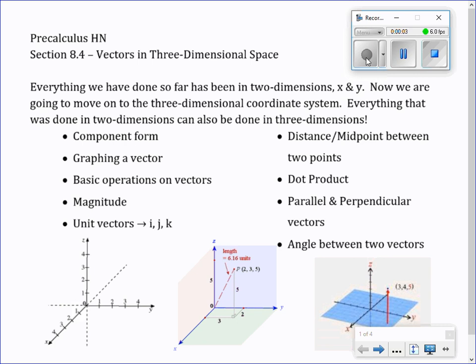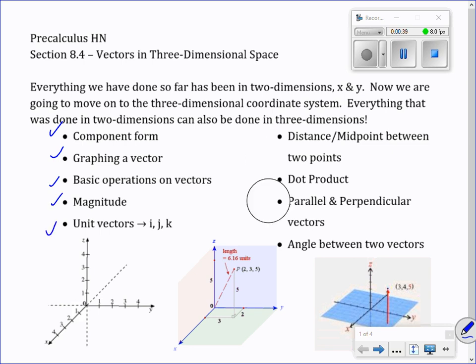All right, so I'm going to run through section 8.4 here with you. 8.4 should be pretty simple because everything that we already did in 2 dimensions is basically in 3 dimensions now. The only thing that you'll have to get used to is drawing something in 3 dimensions, which you don't have to do a lot. You don't have to be great at it, but just semi-okay at it. So, things like component form, graphing a vector, basic operations like adding, subtracting, multiplying by a scalar, magnitude, all these things I have listed here can all be done in 3 dimensions versus what we've already done in 2 dimensions.